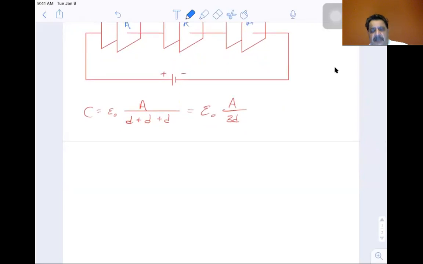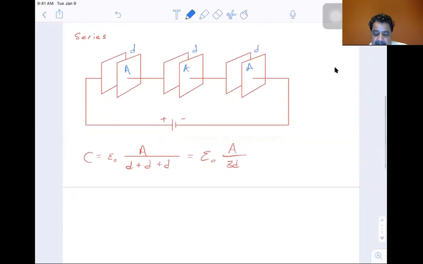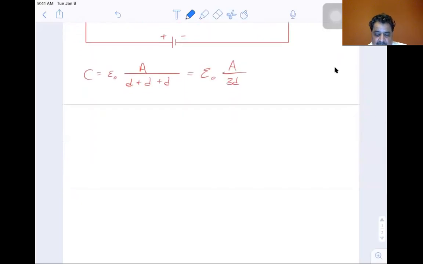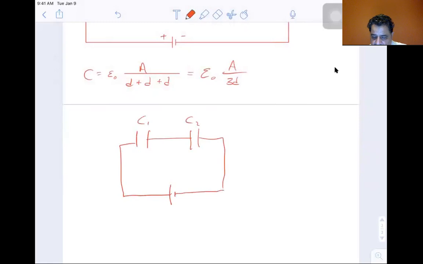Now I'm going to show you a little trick. Let's just say you have two capacitors. I like doing it in red. Let's say you have two capacitors, C1 and C2, and here's your battery. We'll exaggerate the long and the short.